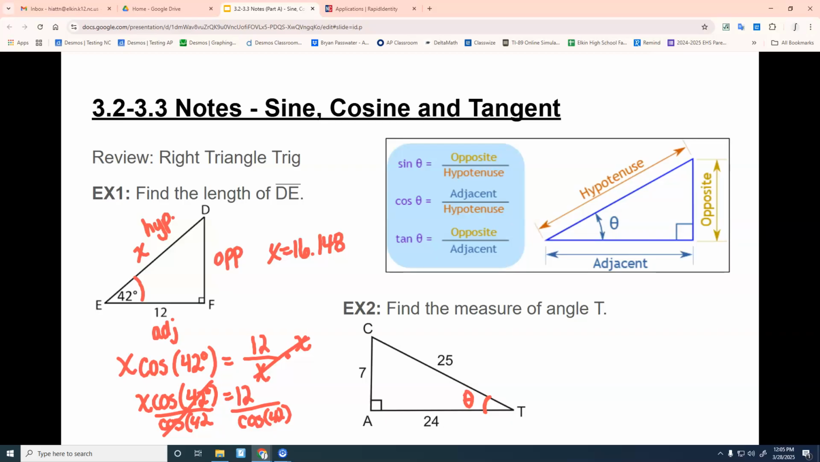For that angle right there, 7 is my opposite, 24 is my adjacent, and 25 is my hypotenuse. So in this particular case, I have all three sides. So does it matter whether I use sine, cosine, or tangent?